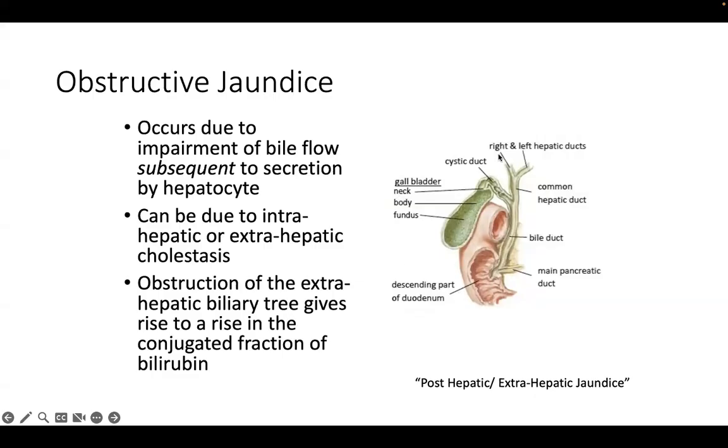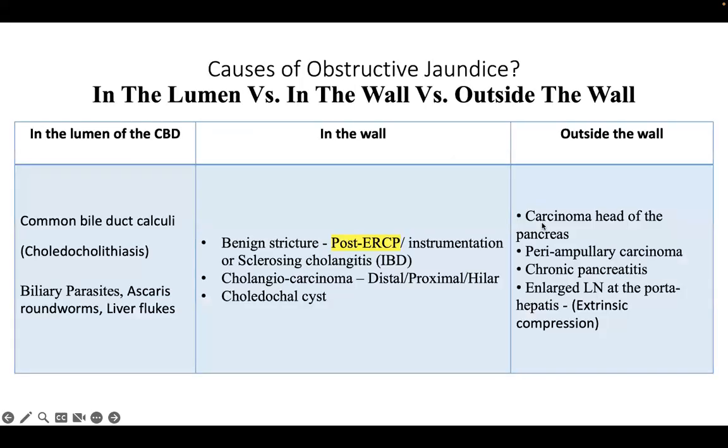Because remember, the conjugation happens in the liver. When you talk about causes of obstructive jaundice, if you are asked for the causes either in your long case or even in the paper, it's better if you can categorize them, because that shows that you have understood. When you're categorizing, you can go within the lumen, that is, inside the lumen of the CBD, in the wall, or outside the CBD, outside the wall, so it's a compression from the outside. In the lumen of the CBD, obviously the commonest one is common bile duct stones.